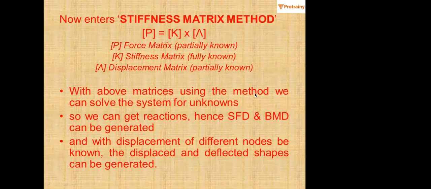So what is happening with the above matrices, using the method, we can solve the systems for unknowns. And so we can get reactions, hence the shear force diagram and bending moment diagram can be generated. And with displacements of different nodes known, the displaced and deflected shapes can be generated as well. Okay, so this is how you use the stiffness matrix method, and this is how it simplifies things.